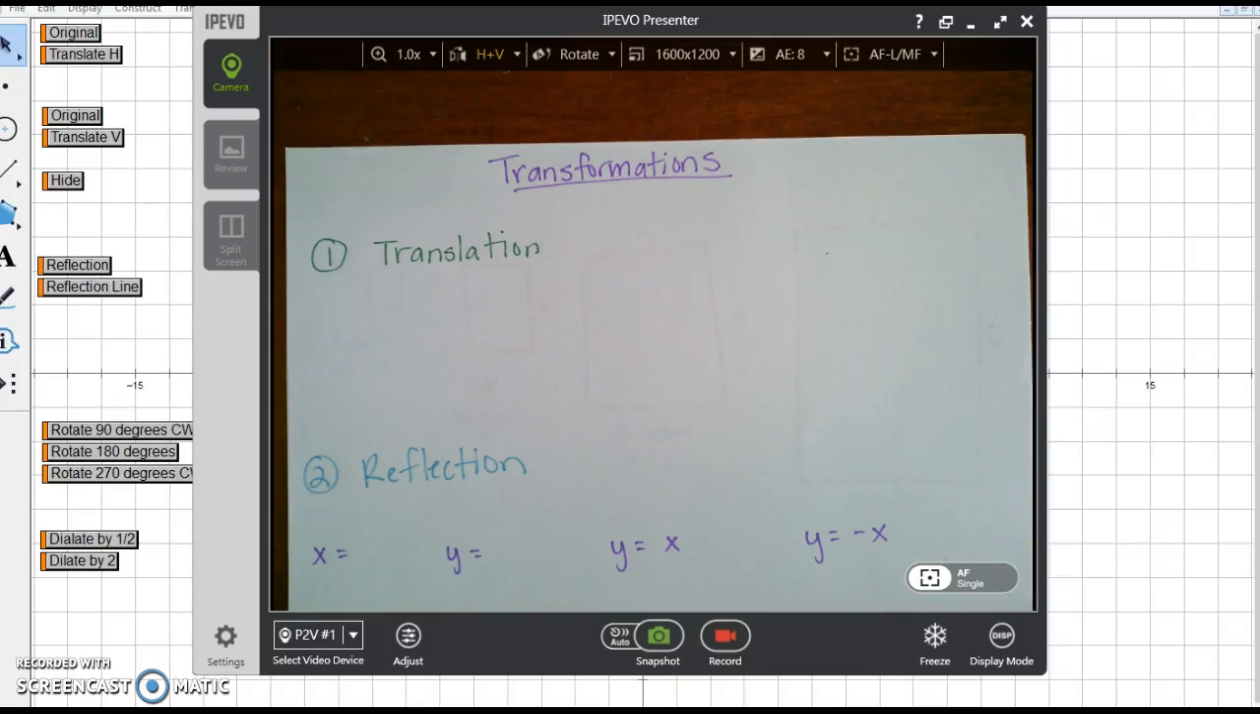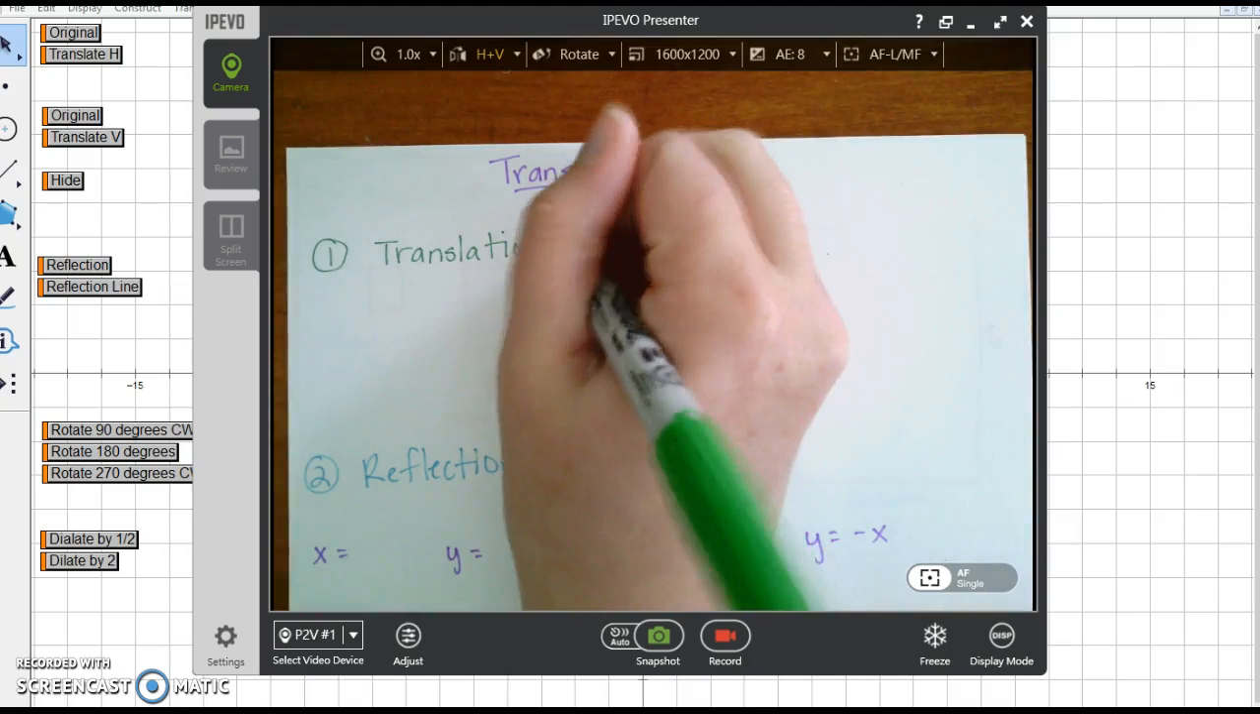Hey guys, today we're doing a lesson on transformations. There are four different types of transformations. The first one being a translation. A translation is the same thing as a slide.